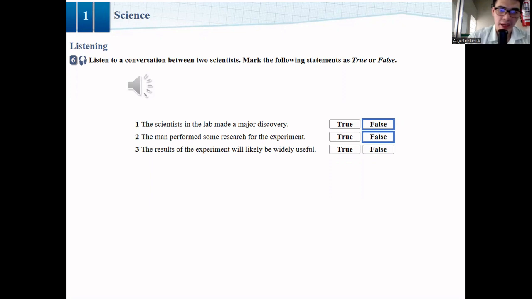All right. And the last one, the results of the experiment will be widely useful. The answer to this one, as I showed earlier, was true. So they were talking about how this fuel efficiency experiment is going to be useful worldwide. All right. So that's the answers for this segment. Moving on.